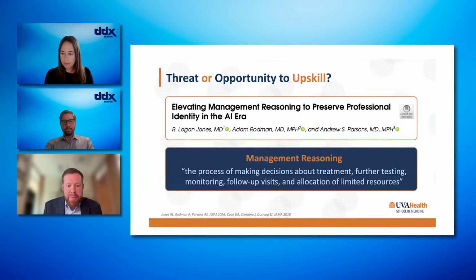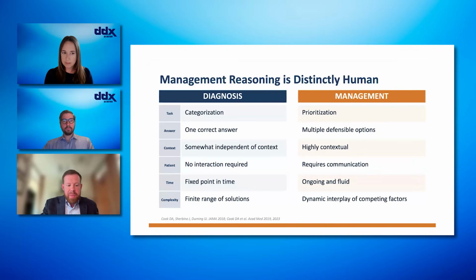Management reasoning was defined by Cook and colleagues back in 2018 as the process of making decisions about treatment, further testing, monitoring, follow-up visits, and our allocation of limited resources. In a recent JGIM paper, we argued that management reasoning deserves much more attention, especially in the age of AI. And there are reasons to think that only humans can do management reasoning well. So let me show you why I think that might be the case.